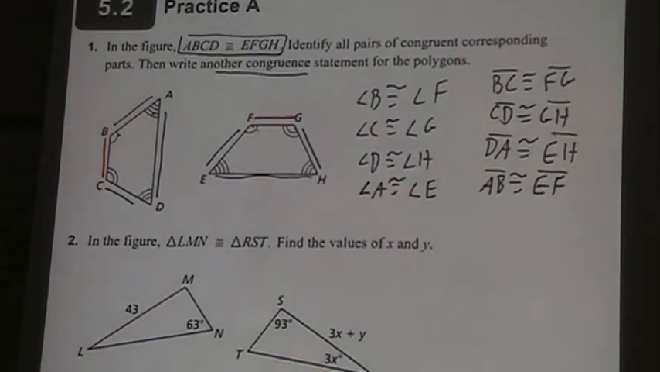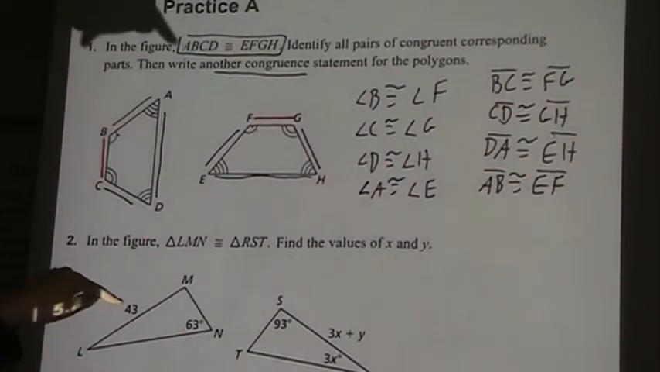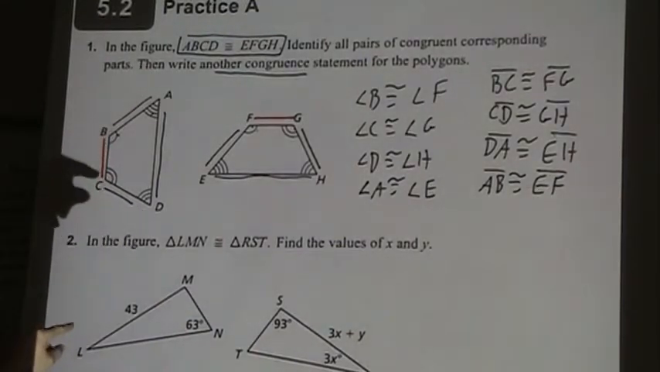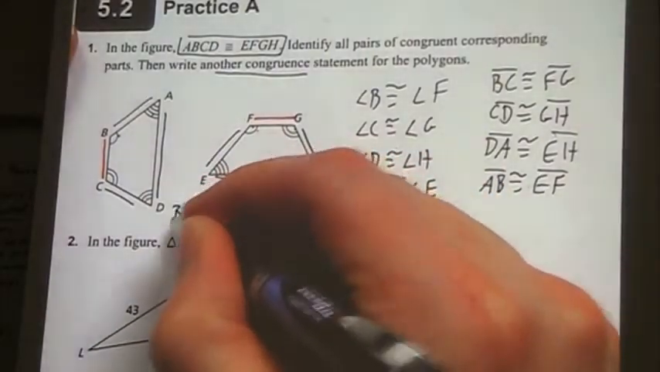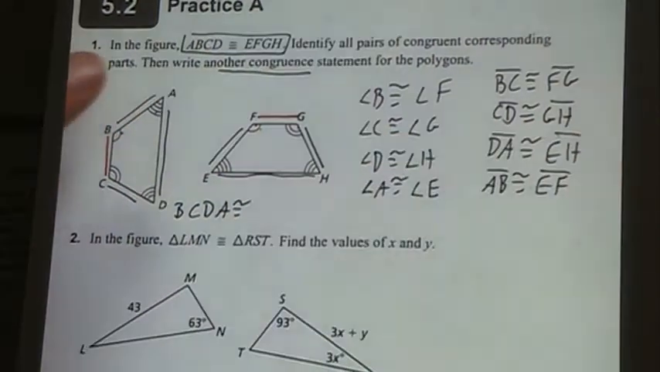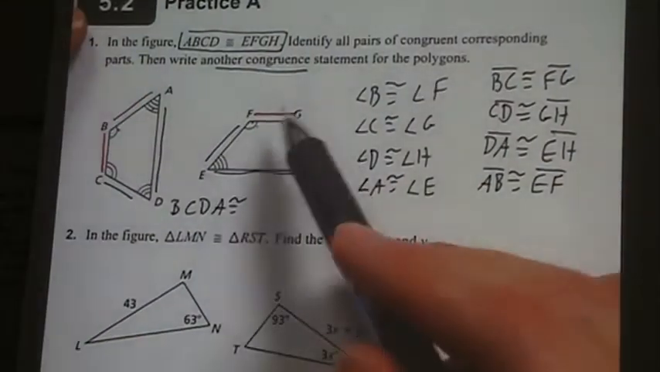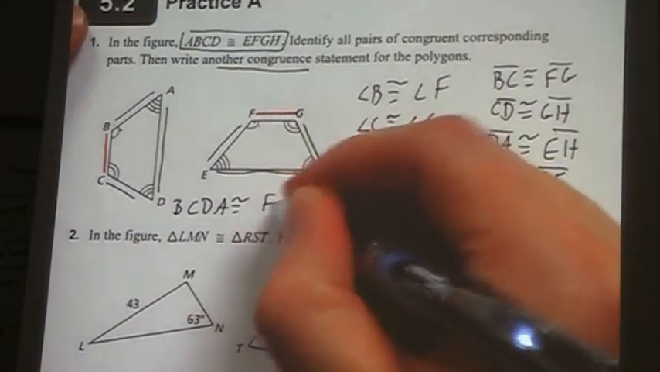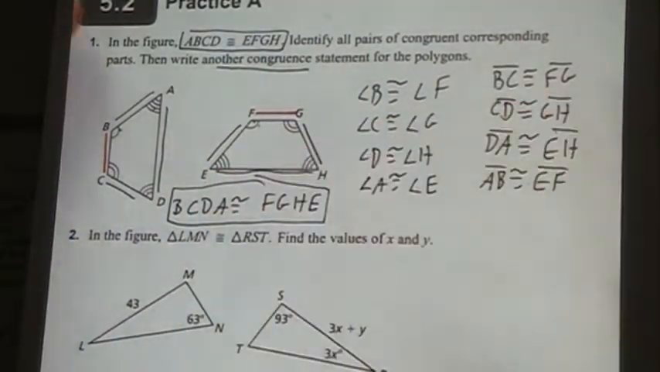So there's our congruent corresponding parts. Write another congruent statement. So I can't use the same one. They did A, B, C, D. I'm going to go angle 1, angle 2, angle 3, angle 4. That's the map I want to use. So I'm going to go B, C, D, A is congruent to, and now I have to follow that same map. Angle 1, angle 2, angle 3, angle 4. Follow the pattern. F, G, H, E. There you go.